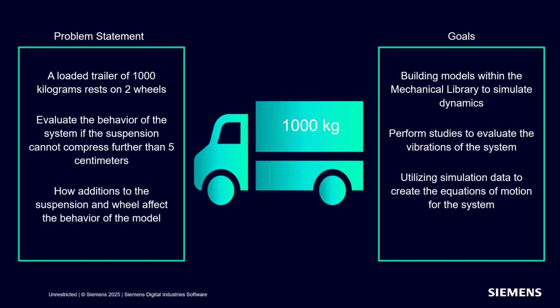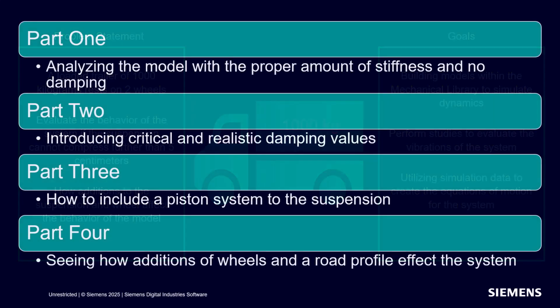The goals for the tutorials are building models within the mechanical library, performing studies to evaluate the vibrations of the system, and learning how to utilize simulation data to create the equations of motion for the system. The four-part series will include analyzing the proper amount of stiffness with no damping, then evaluating the system with damping, next adding a pneumatic system to support the suspension, and then lastly evaluating the system with the addition of wheels and a road profile.